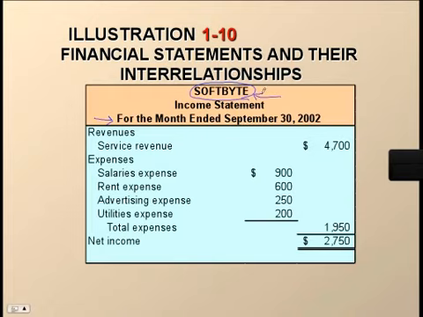Okay, so if you recall, revenue minus expense equals net income. And you can see that here. Revenue, which in this particular case, they have one revenue account called service revenue, and expenses total $1950.